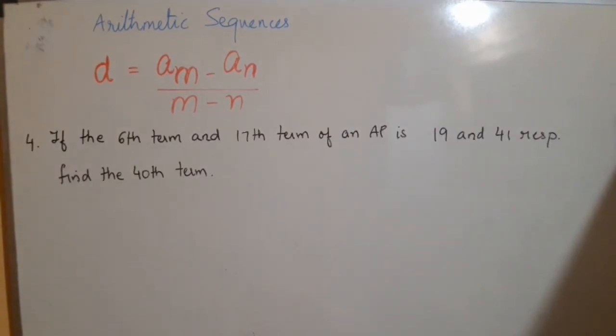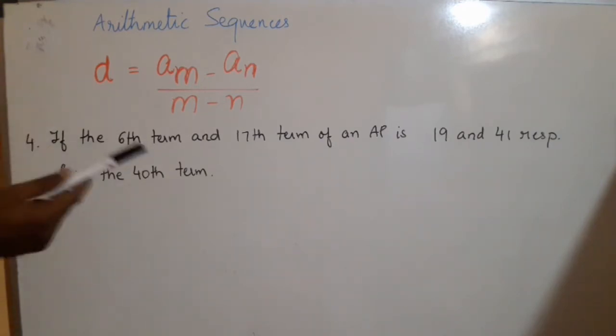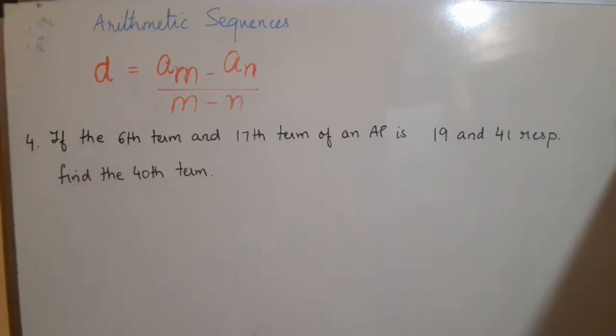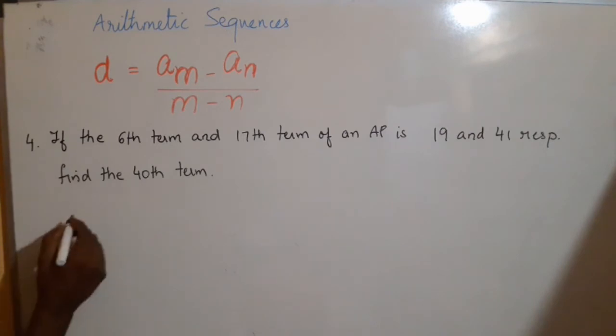Here we have a similar type of sum. We are given an AP in which the sixth term is 19 and the 17th term is 41. And we have to find the 40th term. Now we know in the sequence the sixth term is 19 and the 17th term is 41. So using the shortcut formula, we can always find out the common difference. So first, let us find out the common difference.